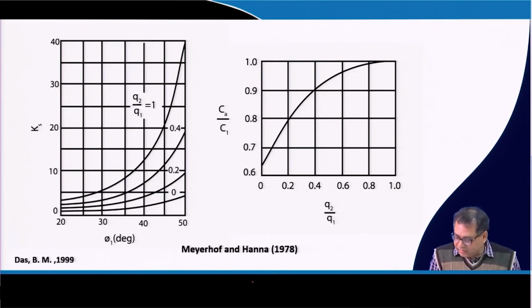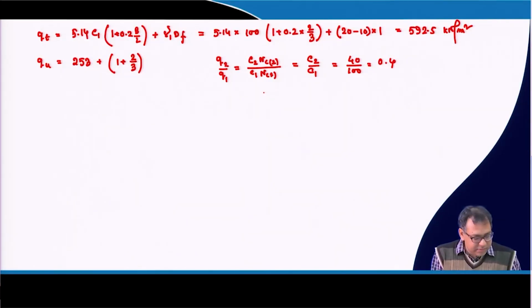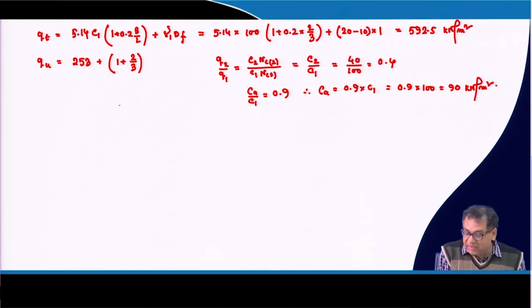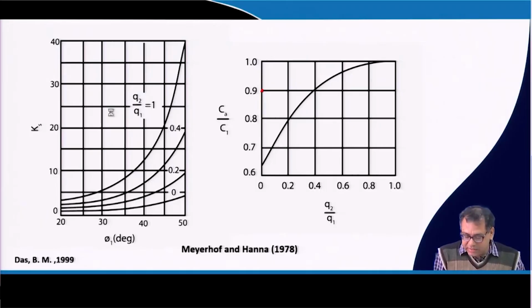Now, let us see for 0.4; the value is 0.9. So, your Q2 by Q1 is 0.4 and CA by C1 is 0.9. So, CA will be 0.9 into C1, that is 0.9 into 100, so it will be 90 kilonewton per meter square. Now I am putting this value in my original equation.